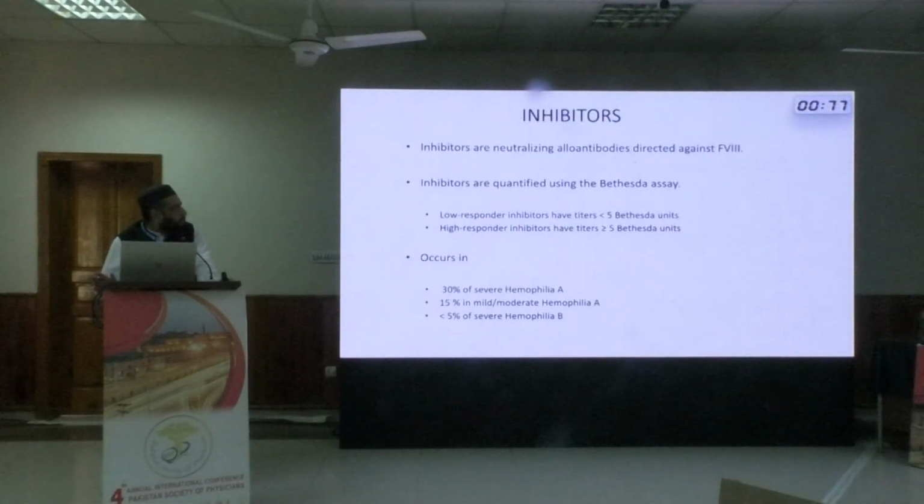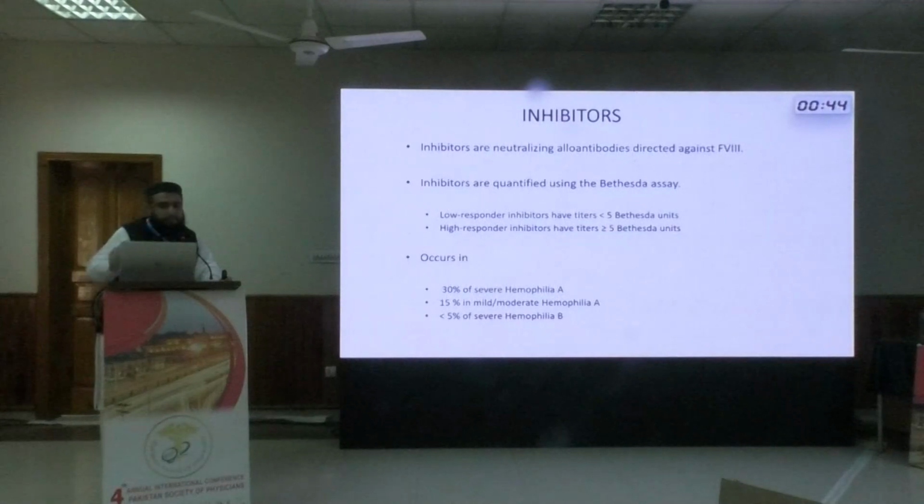Inhibitors are a complication of hemophilia. They are antibodies directed against factor 8 that is given exogenously. Inhibitors are quantified by Bethesda assays. If the Bethesda assay shows less than 5 Bethesda units, they are low responders, while where the Bethesda unit score is 5 or more, they are high responders.